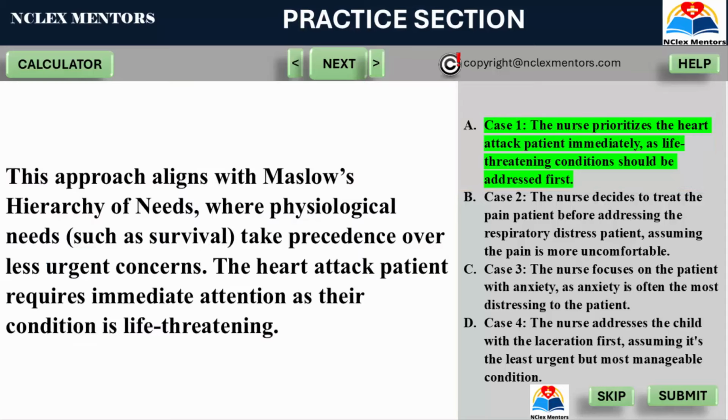I'll pause here, think about it. Does this make sense? Yes, it does. This is the correct approach. It aligns perfectly with Maslow's hierarchy, where physiological needs, like survival, take precedence. A heart attack is life-threatening, so the nurse should prioritize it immediately.